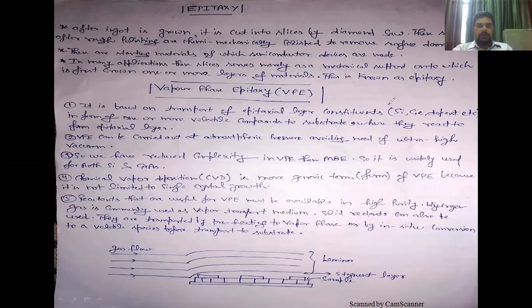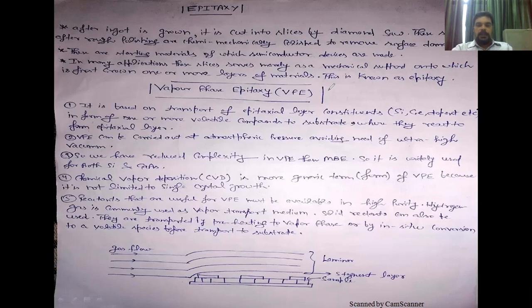Here we carry out these processes at atmospheric pressure. So complexity is very much reduced by using vapor phase epitaxy. That's why it is widely used for silicon and gallium arsenide.